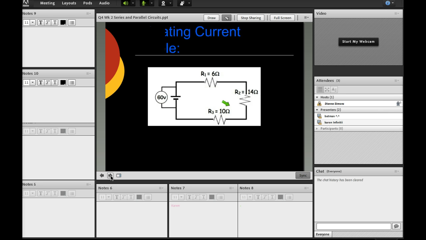Okay, so we're going to look at this, and I want you guys to do this. We're going to calculate the current in this example. So go.